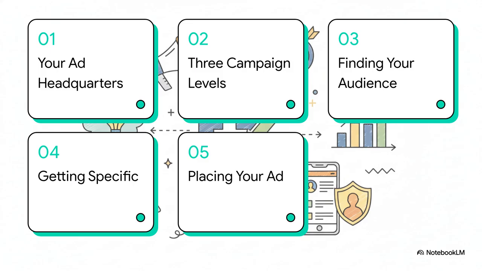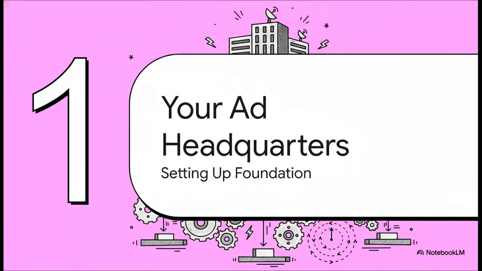So here's our game plan. First, we'll set up your ad headquarters. Then, we'll cover the 3 levels of every single campaign. After that, we'll get into the fun stuff, finding your audience, getting super specific with your targeting, and finally, picking exactly where your ad is going to show up. Sound good? All right, first things first.